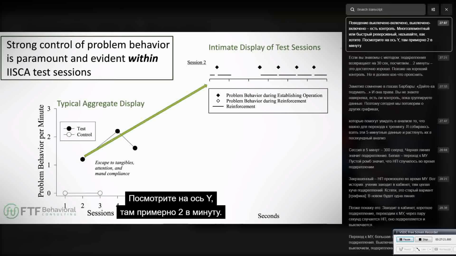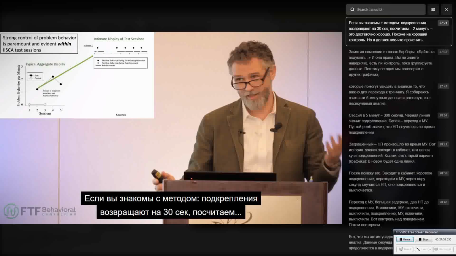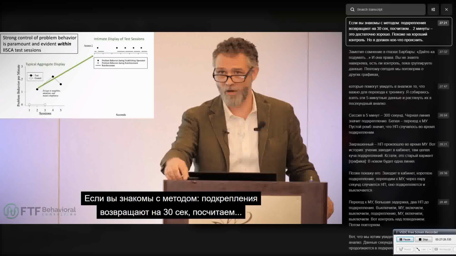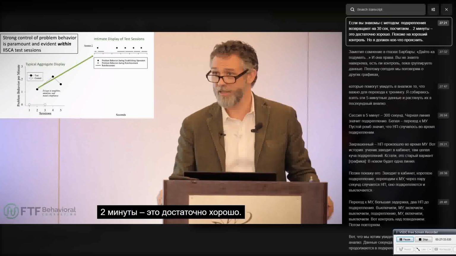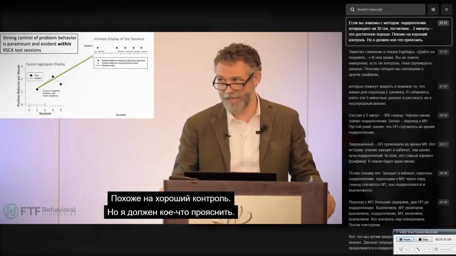Also, please notice the y-axis, it's around 2 a minute. If you know these methods, the reinforcer back then was 30 seconds long. So doing the math, 2 minutes, that means it's quite efficient. This looks like pretty good control, but I want to make something evident.